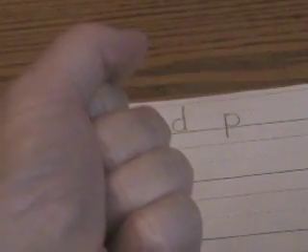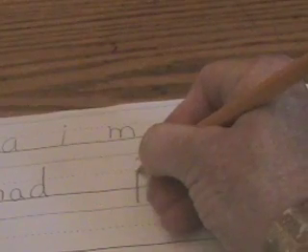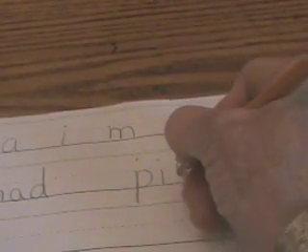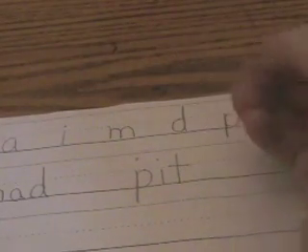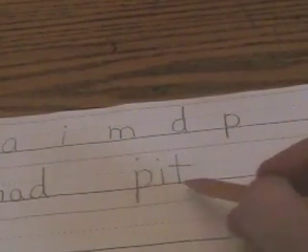Pit. Let out the sounds. P, I, t. Pit. 3 sounds. P, I, T. Let's check it. P, I, t. Pit.